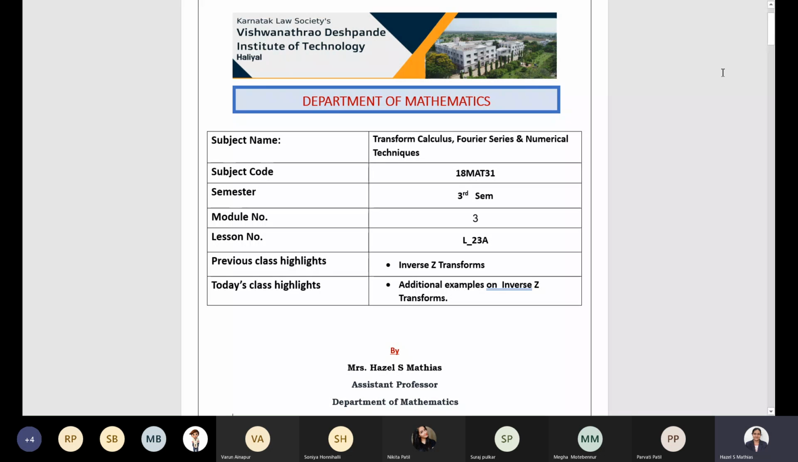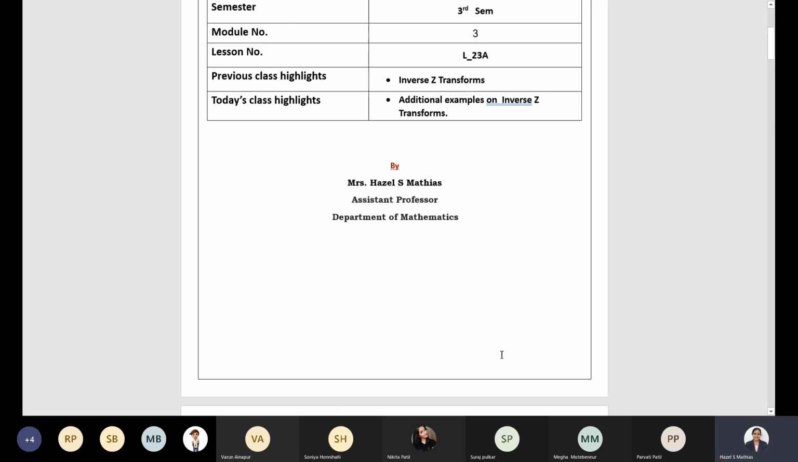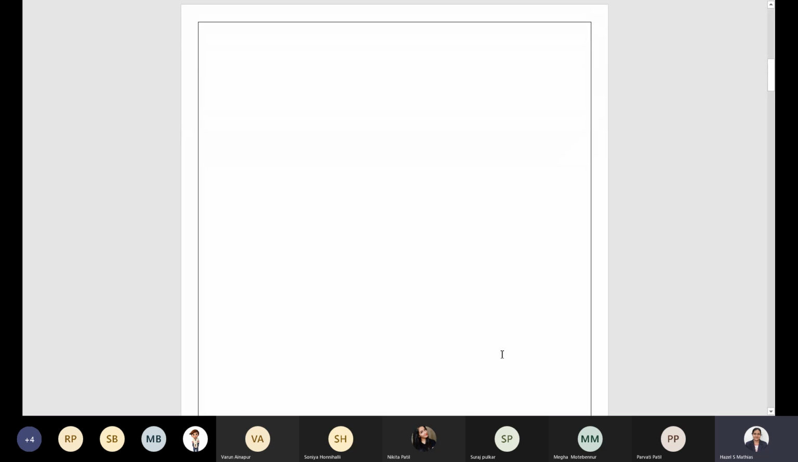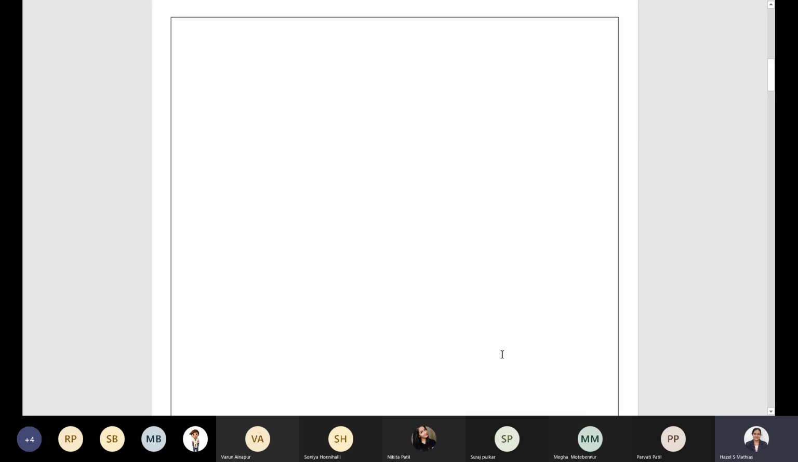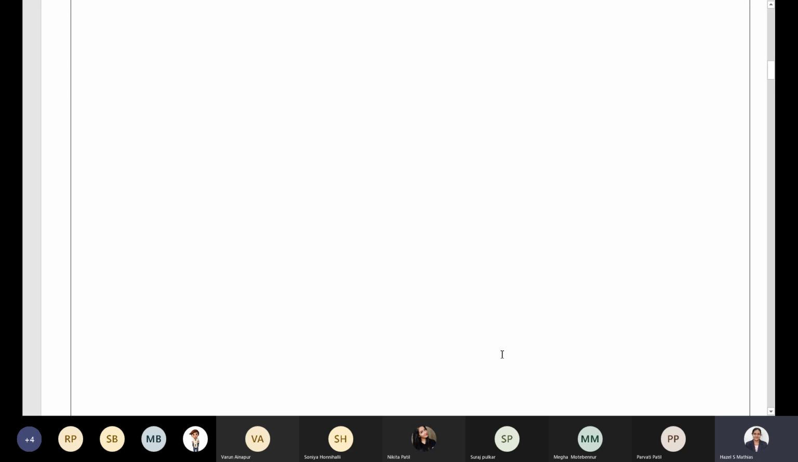In the previous class, we were discussing inverse Z transforms. Remember? And we have also discussed a few questions on inverse Z transforms. So let's briefly go through whatever we have discussed in the previous class. We were discussing the standard Z transforms. There are a few standard Z transforms which we need to remember. Similarly, here we have inverse Z transforms, so we need to remember those.